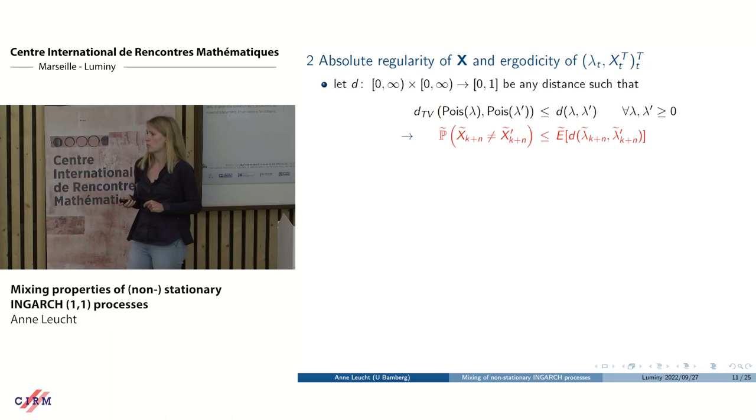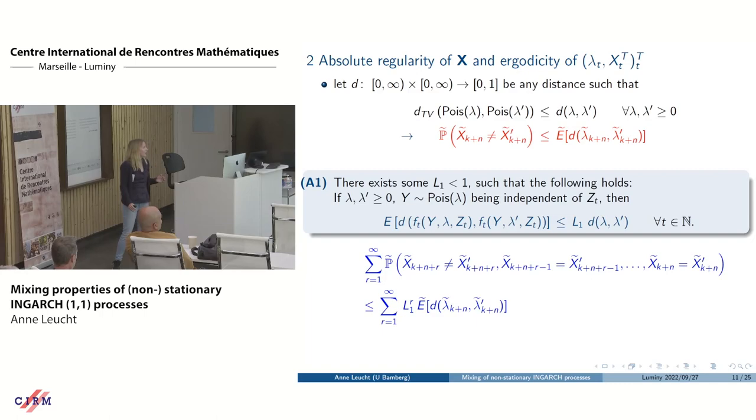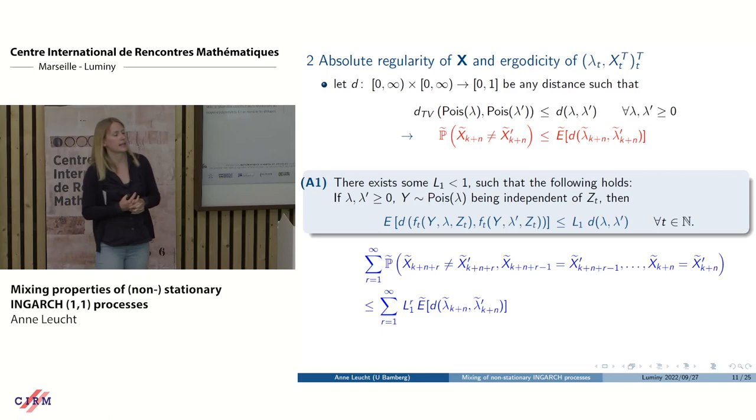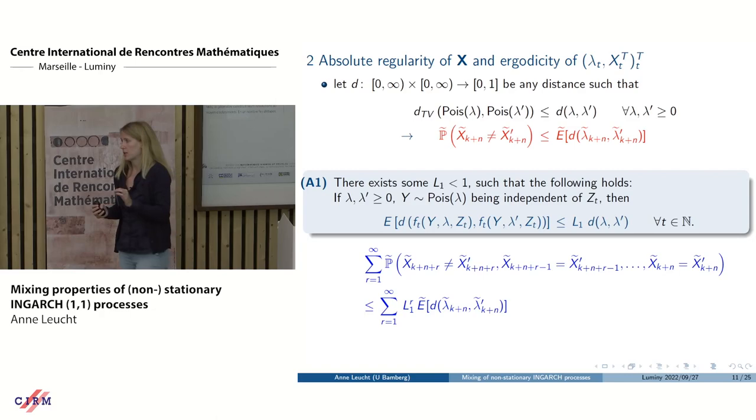So for the blue term, we have to be a little bit more careful to get a similar bound, because what we have is that the process evolves equally with and without prime up to a certain time point, and then we have a certain change. And to control this, we will use some kind of contraction condition. What you see is assumption A1 here, where you assume that you have this contraction condition with respect to lambda.